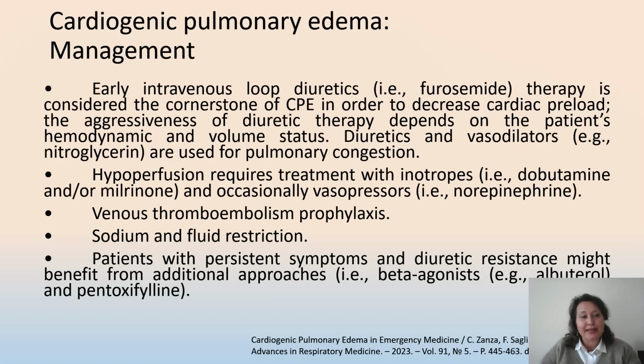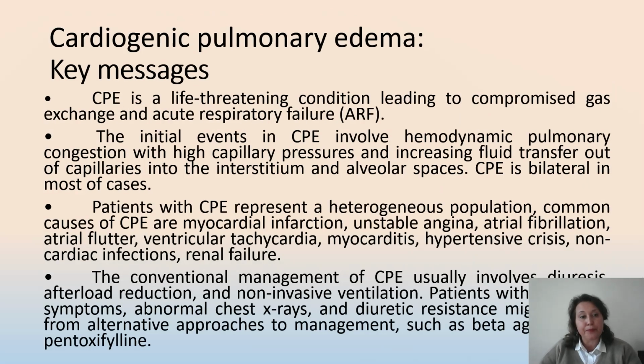Diuretics and vasodilators like nitroglycerin are used for pulmonary congestion. Hypoperfusion requires treatment with inotropes such as dobutamine or milrinone, or occasionally a vasopressor such as norepinephrine. For these patients, we should give prophylaxis for venous thromboembolism with an anticoagulant. We recommend sodium and fluid restriction, and patients with persistent symptoms and diuretic resistance may benefit from additional approaches such as a beta agonist, albuterol, and pentoxifylline.